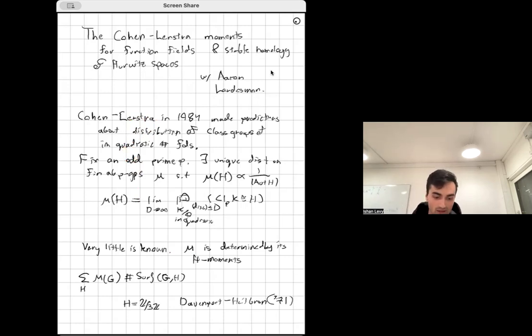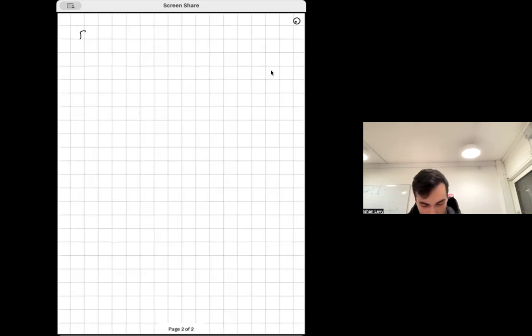But I want to talk about a version of the Cohen-Lenstra heuristics over function fields. So this is about number fields. And the analog of a quadratic extension over function fields is a hyperelliptic curve, which is a degree 2 extension of P1 instead of Q. And for function fields, the situation is much better.